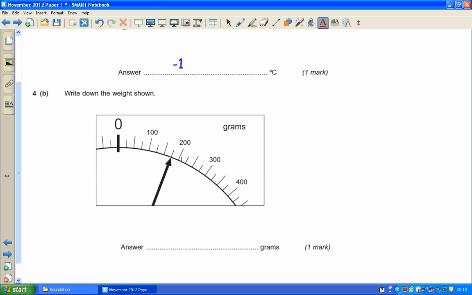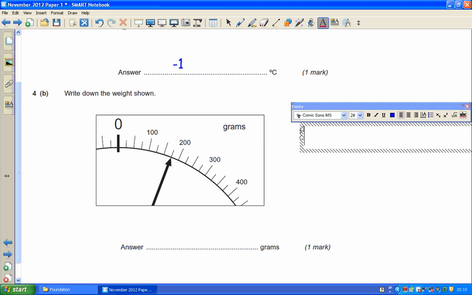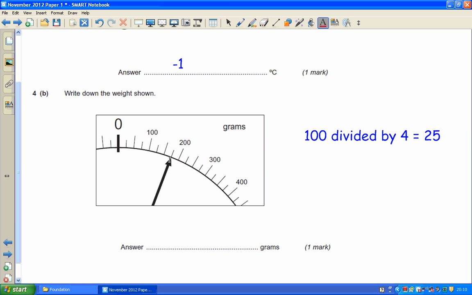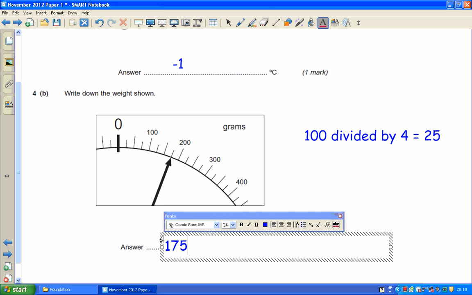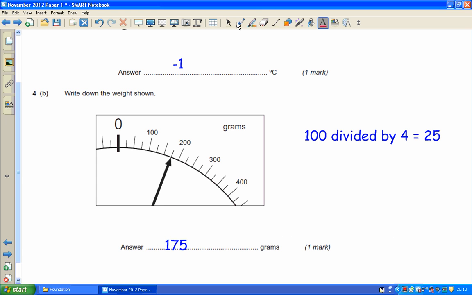And this one's a bit trickier. So from 0 up to 100 there are 4 gaps. So 100 divided by 4 is 25. So each of these little lines is 25. So now to get the next one, there's 100 there, so that'll be 125 there, 150 and 175 grams is going to be our answer.